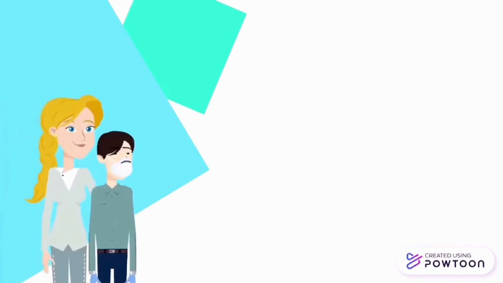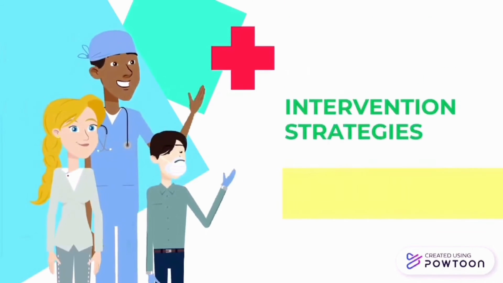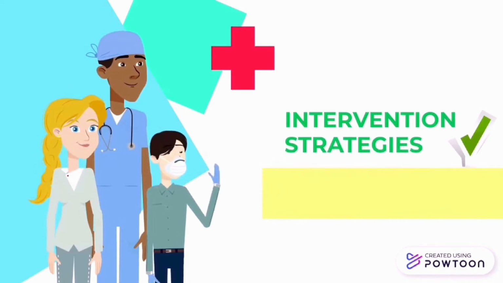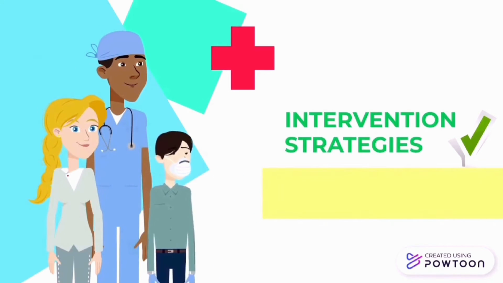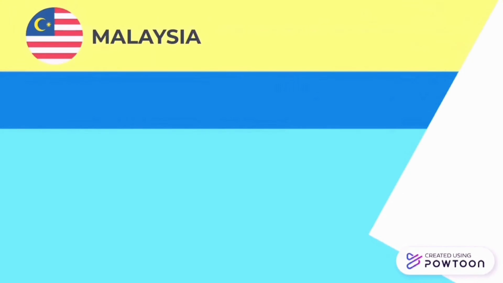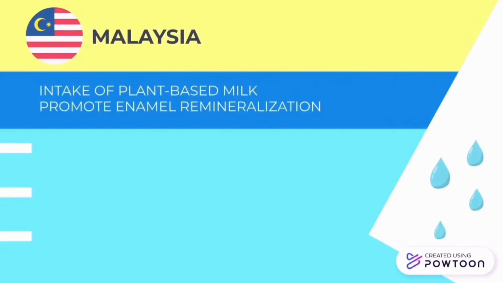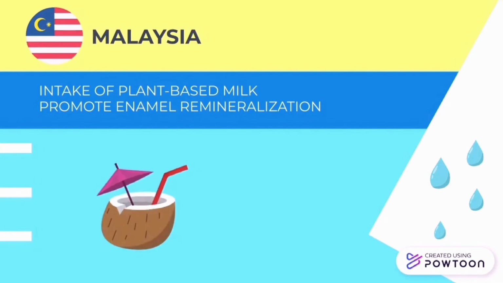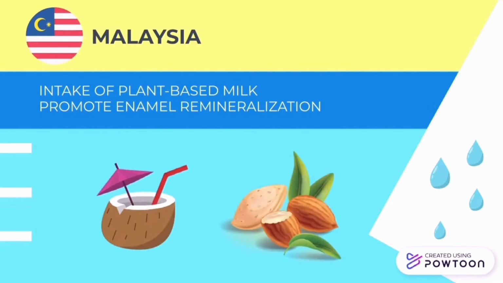Lastly, as preventative measures, we recommend some improvements on the existing interventions. For example, according to research conducted in Malaysia, it is encouraged to include the intake of plant-based milks since they act as anti-carcinogen agents and help to promote enamel remineralization. This is because plant-based milks such as coconut milk and almond milk are lactose-free compared to bovine milk, while they are also high in calcium content, which helps in promoting the remineralization process.